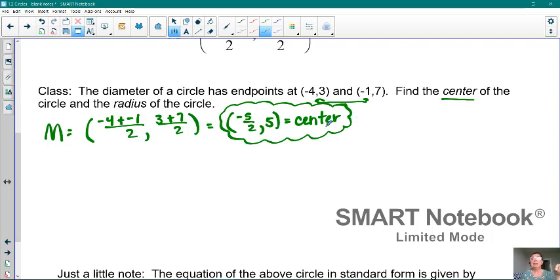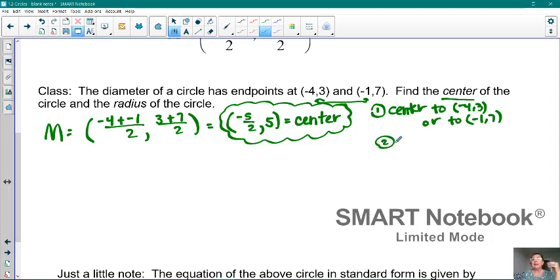Now we're asked to find the radius of the circle. The radius is the distance from the center to the outside of the circle. So one option is we take our center, which we just found, and we go either to -4, 3 or to -1, 7 and find the distance. Now that would work perfectly fine. One thing that throws up a red flag to me is that means I'm going to have to be dealing with fractions, and that can be kind of annoying. So is there a way that I could avoid the fractions?